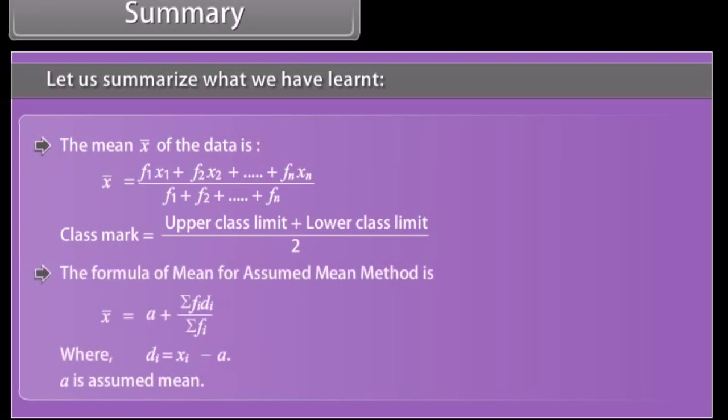The formula of mean for the assumed mean method is assumed mean plus summation of the product of fi and di divided by summation of fi, where di is equal to xi minus a. a is the assumed mean.